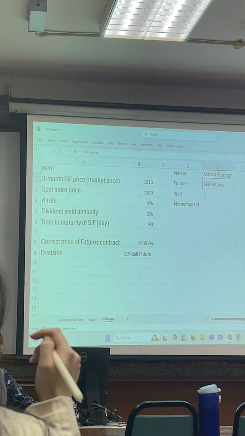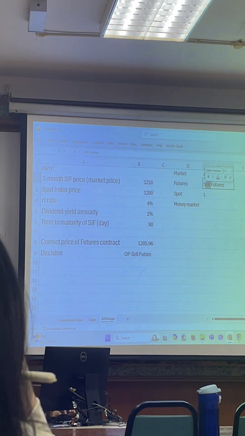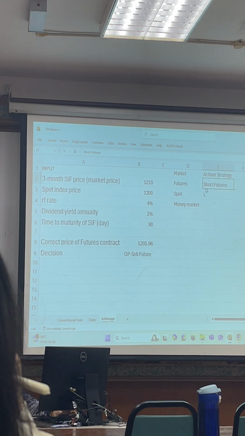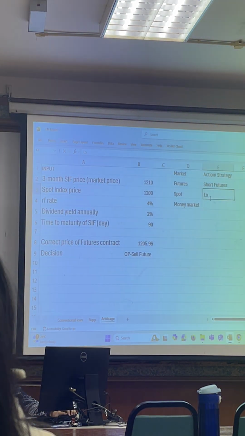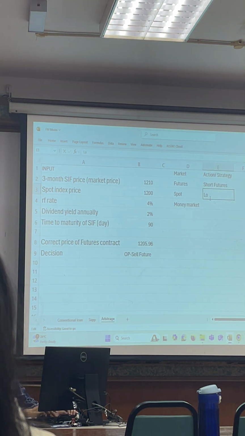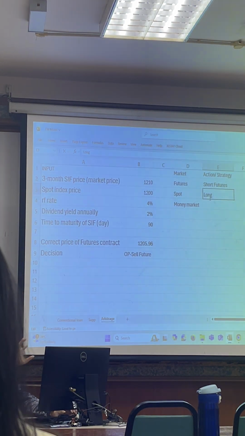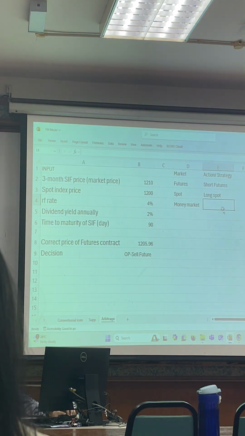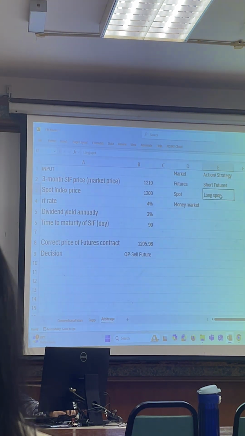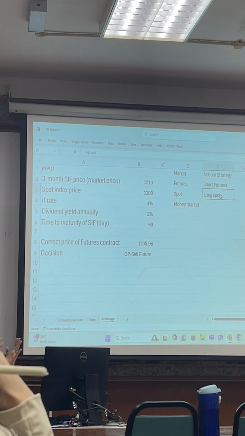Log the cell with the bar. So, long spot: you assume that we can long the FBM KLCI or the index. It depends on the situation. So here we can say that we long spot or we long index. Remember, in order for us to long spot, what does it mean to long spot here?